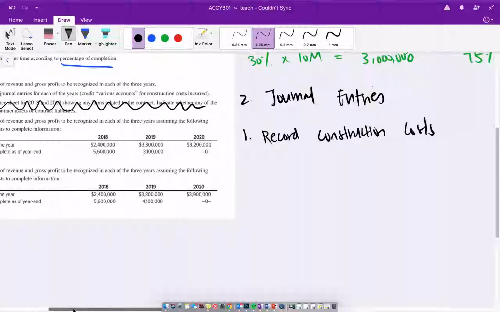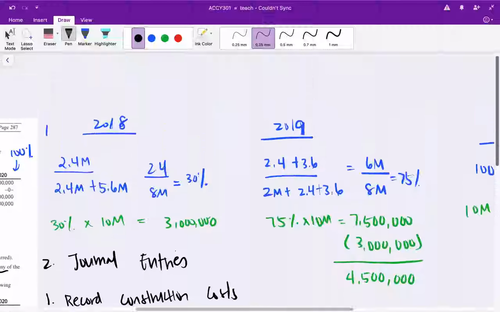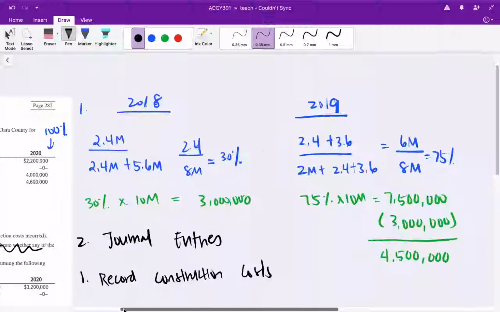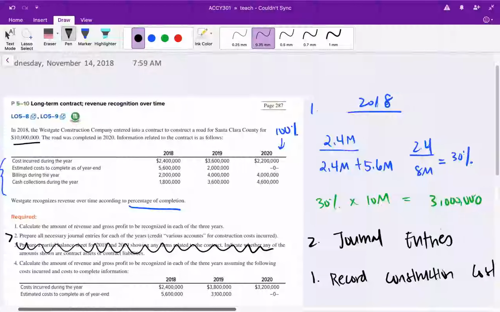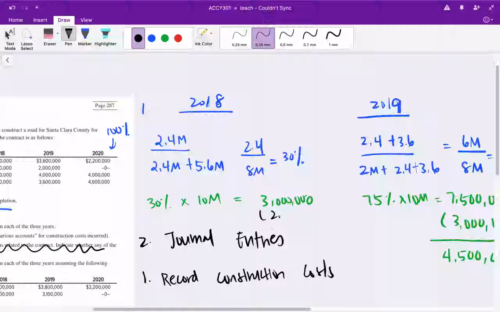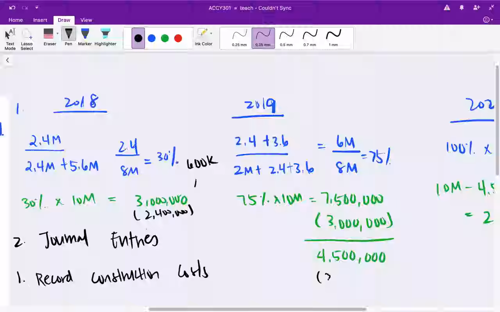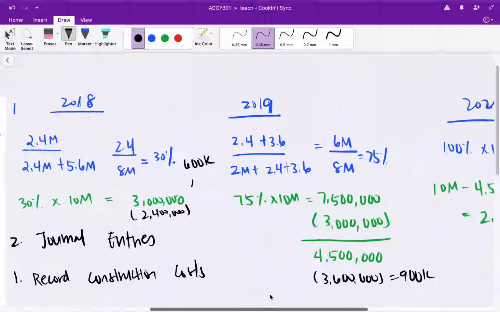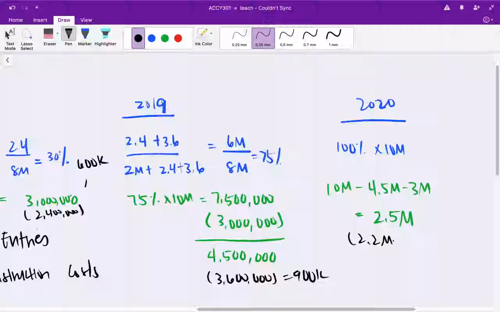And we almost looked over it, but calculating gross profit is super easy. For all the years, you would take the revenue and subtract the cost incurred through the year. So this would give you 600K in profit, subtracted by this, this would give you 900K, subtracted by this, that's how I got the number, and then 2.2 million is the last one. So you get 300K in profit for 2020.